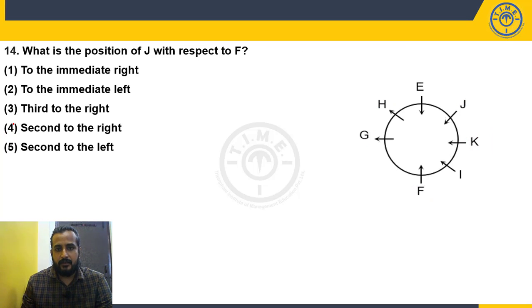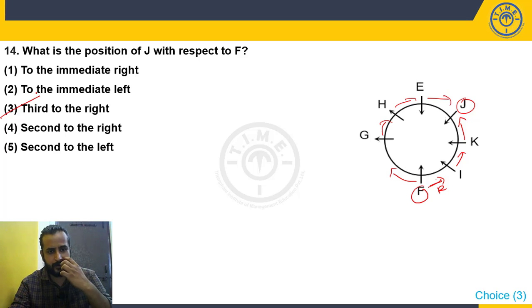What is the position of J with respect to F? F is facing center, so this is the right side. First right, second right, third right, or first left, second left, third left, fourth left. Third right or fourth left. Third to the right, choice 3 is available. Both are correct.